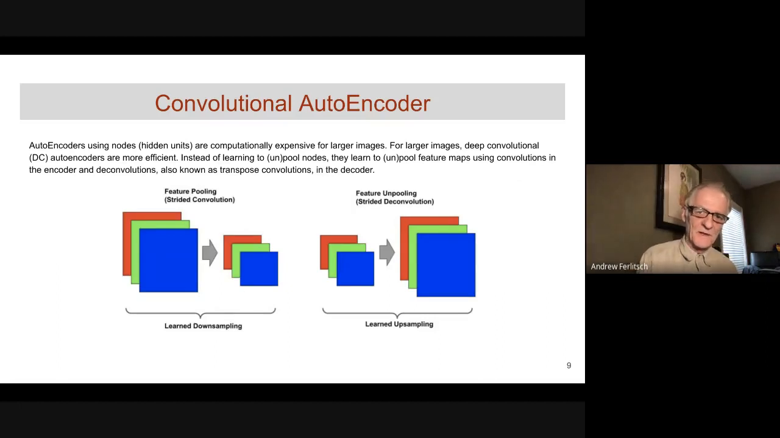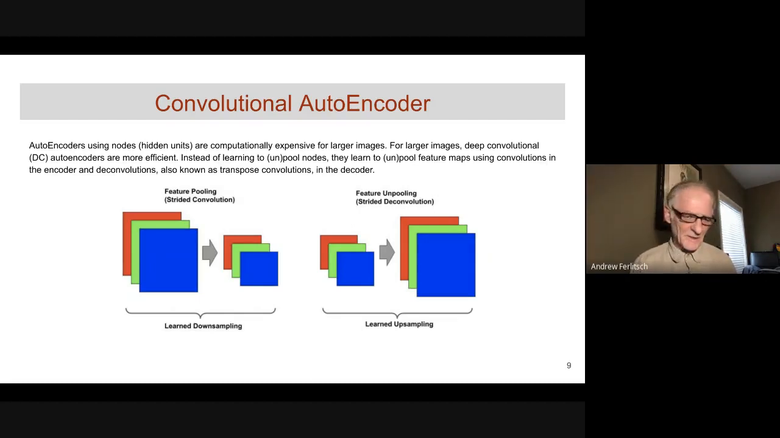Okay, so let's now move on to convolutional autoencoders. Autoencoders that use nodes or hidden units are computationally expensive for larger images. They're just not practical. So for larger images, we use deep convolutional autoencoders, and they're much, much more efficient. Instead of learning to pool and unpool nodes, they learn to pool and unpool feature maps using convolutions in the encoder and deconvolutions, also known as transpose convolutions, in the decoder.